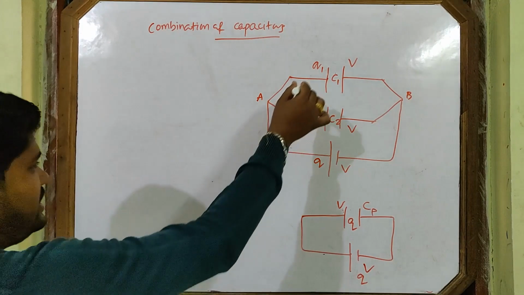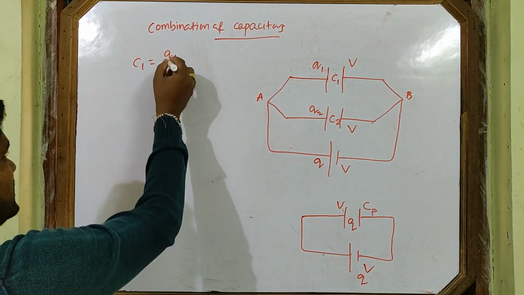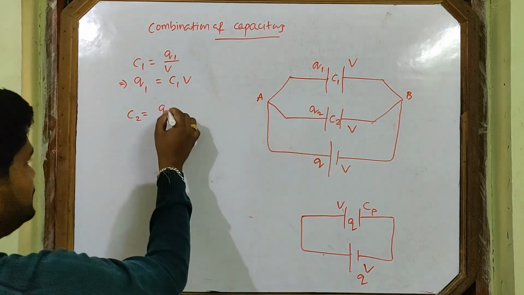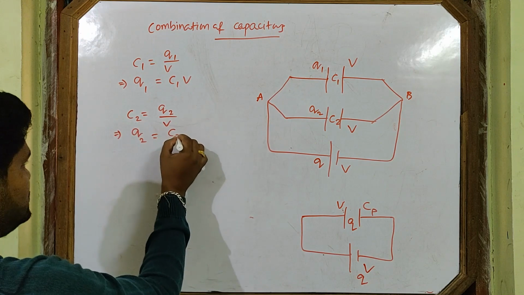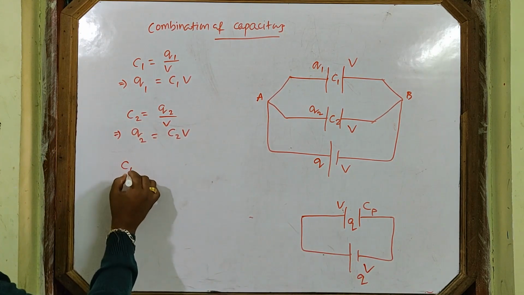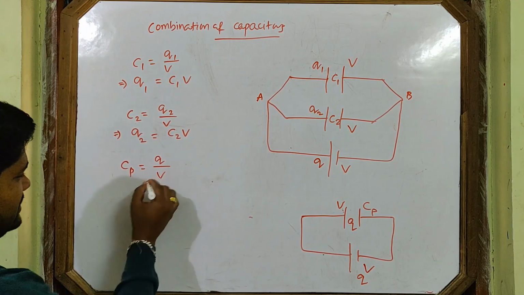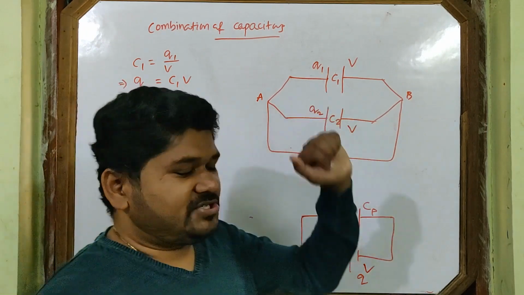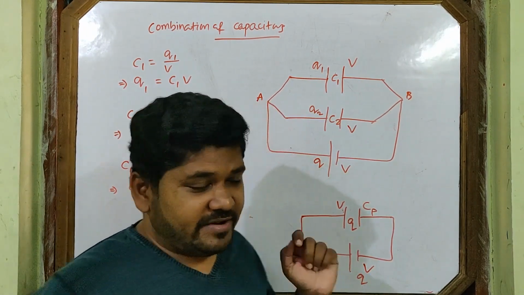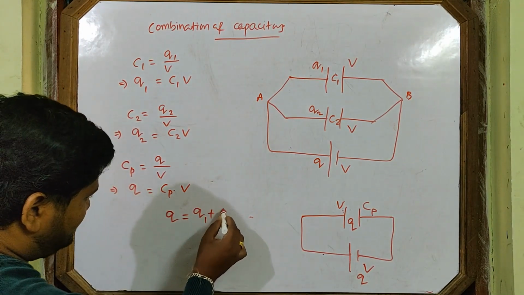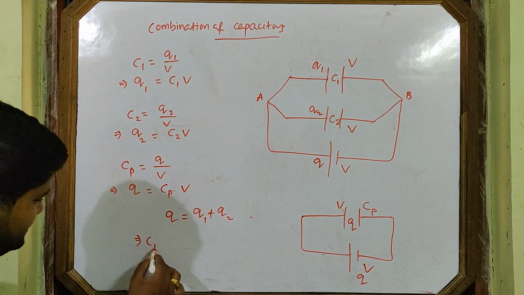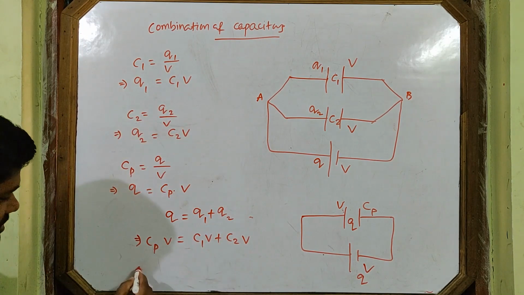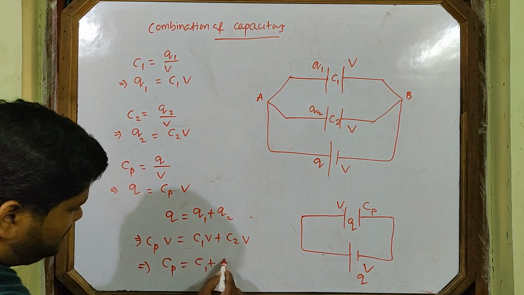The combination of these two behaves like this one capacitor. Now for the first capacitor, the formula is C1 is Q1 by V, so Q1 is C1V. For the second capacitor, C2 is Q2 by V, so Q2 is equal to C2V. For the combination, Cp is Q by V, so Q is equal to CpV. As it is parallel, potential remains constant, but charge divides. As charge divides, Q is equal to Q1 plus Q2. Q is CpV, Q1 is C1V, Q2 is C2V. You see, now V and V cancel, so Cp is equal to C1 plus C2.